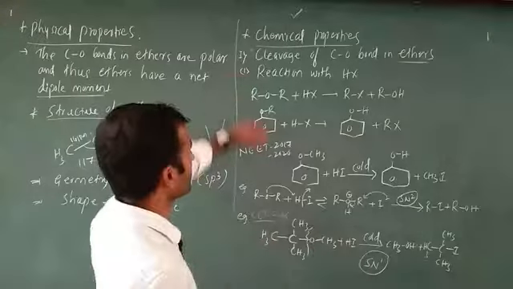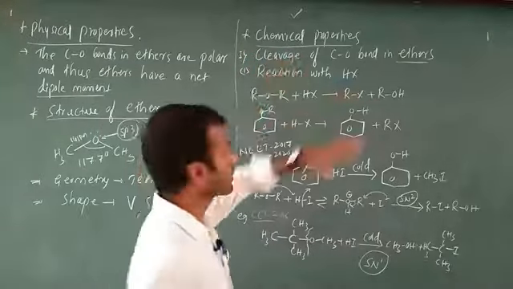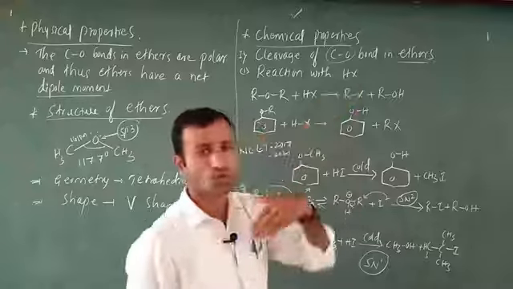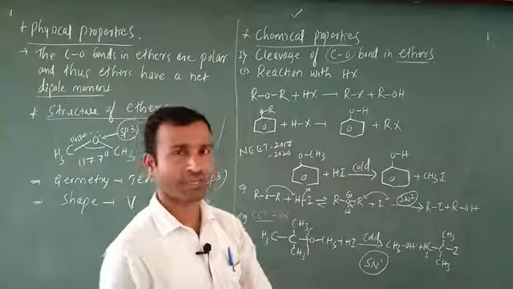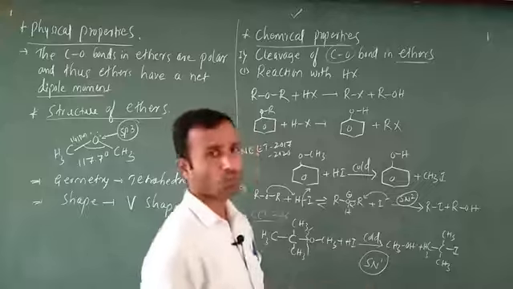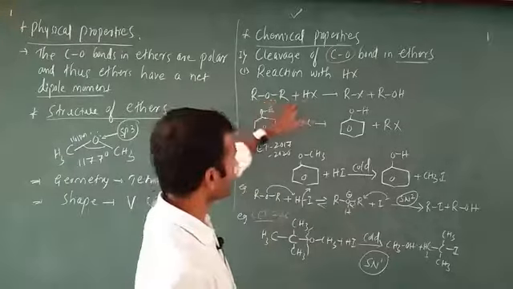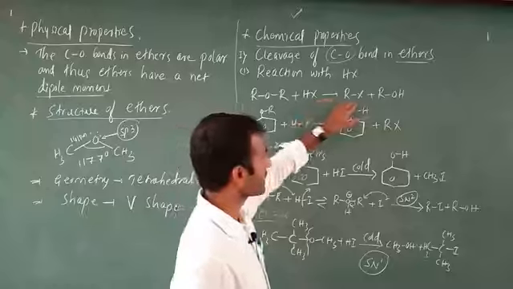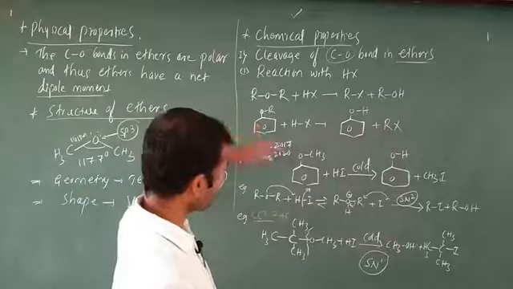The 2016 CET question: the chemical property is cleavage of the carbon-oxygen bond in ether. This is most important. Cleavage of the carbon-oxygen bond occurs by reaction with HX. HX means hydrogen halide, that may be HI, HBr or HCl. Don't take HF, because HF, hydrofluoric acid, has a very strong bond. In this case ether can react with HX to form alkyl halide plus alcohol. This is important. These are general reactions, I will explain later.